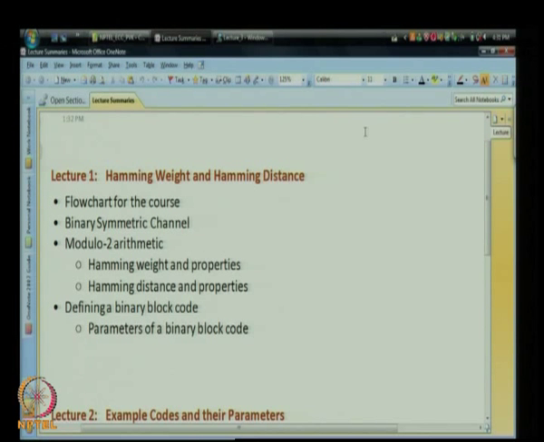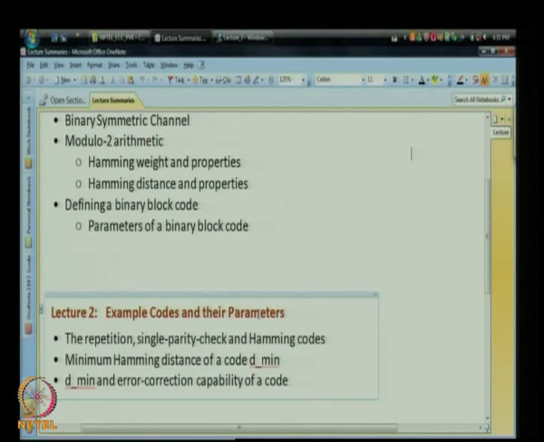We covered in the first lecture, which I entitled Hamming Weight and Hamming Distance, the flow chart for the course, the binary symmetric channel, and then modulo 2 arithmetic, how to work with vectors whose symbols are binary. We defined what it means to talk about a binary block code and also the parameters of a block code.